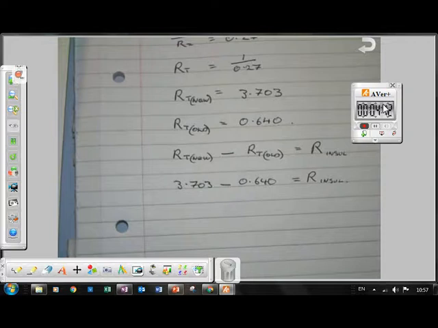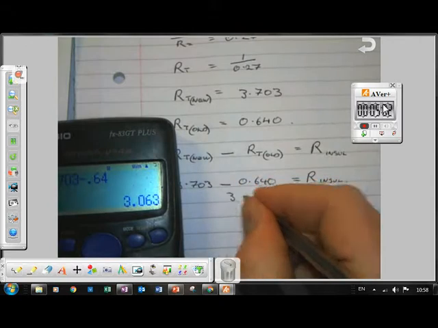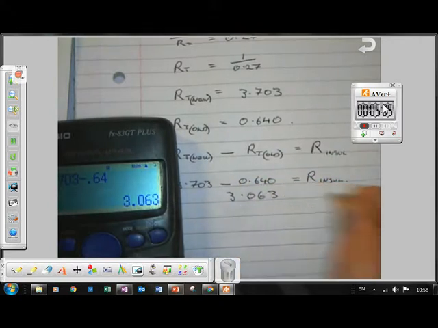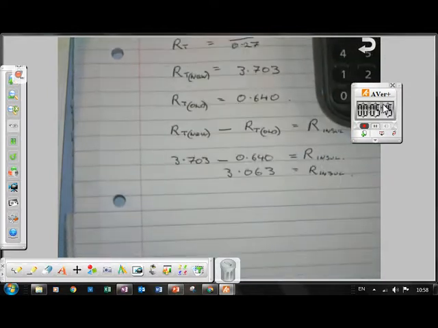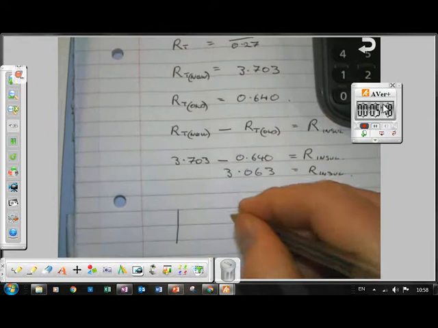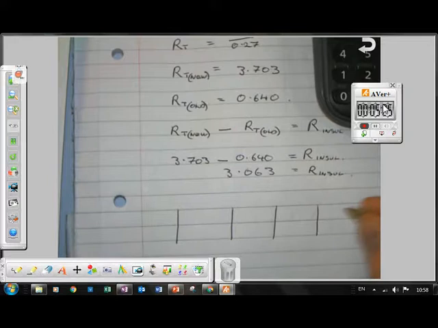So all we do then is put in our total resistance new, minus our old resistance. The answer we get there is 3.063. So that is the resistance of our insulation. Now, the next stage is we draw our table. This table is only 2 rows, but we'll put in the 5 columns again as per usual, and just get in the habit of doing this.